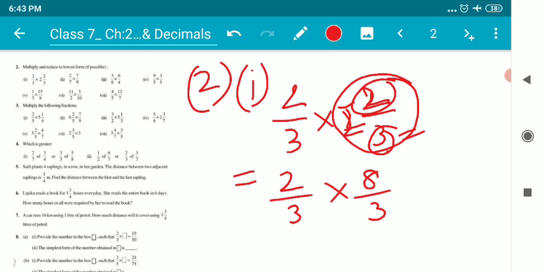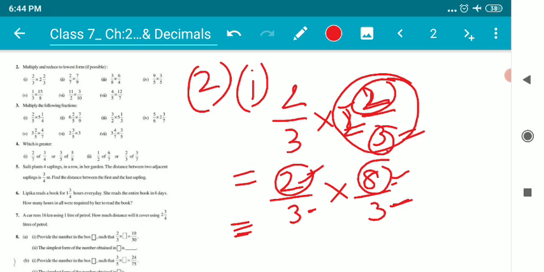Now children, we have to check whether cancellation goes or not. If cancellation goes, we will cancel. If not, then we will just multiply the numerators with numerators and denominators with denominators. So children, what to do? As 3 cannot cancel 8, or 3 cannot cancel 2, we don't have any option. We have to just simply multiply the numerator with numerator.